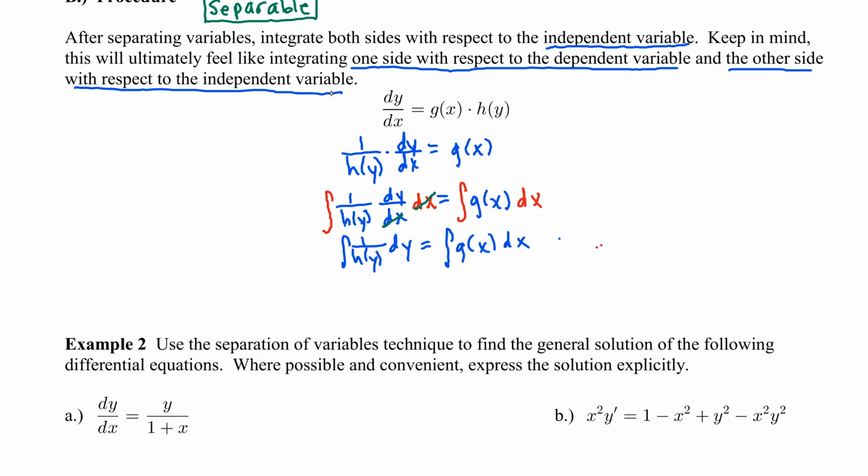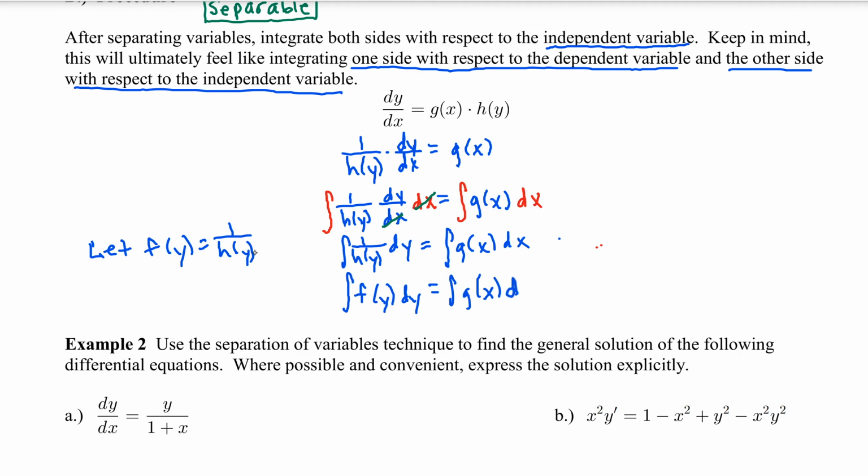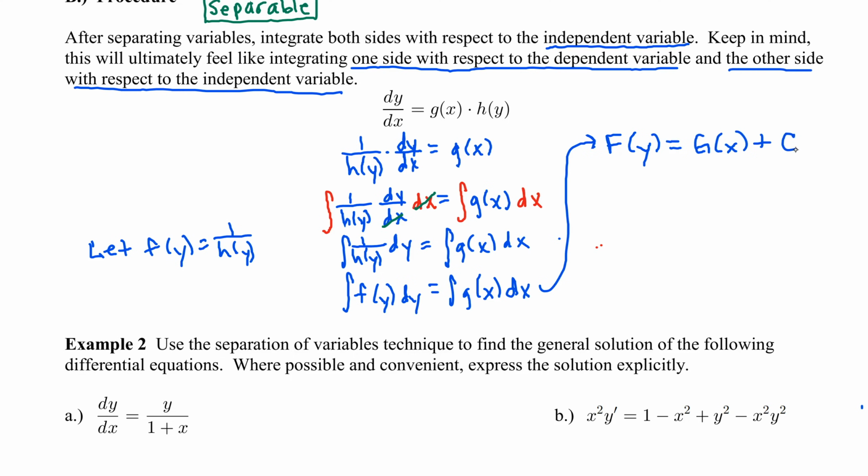Now, to make this a little easier as far as notation purposes go, let's make a little note here. Let's suppose that f of y represents 1 over h of y. Okay, so I can rewrite this side as the integral of f of y dy. This will help us to express that antiderivative in a very simple way. So the integral of f of y dy we can represent as big F of y, and the integral of g of x dx we can represent as capital G of x. And of course, we're going to need our constant of integration.